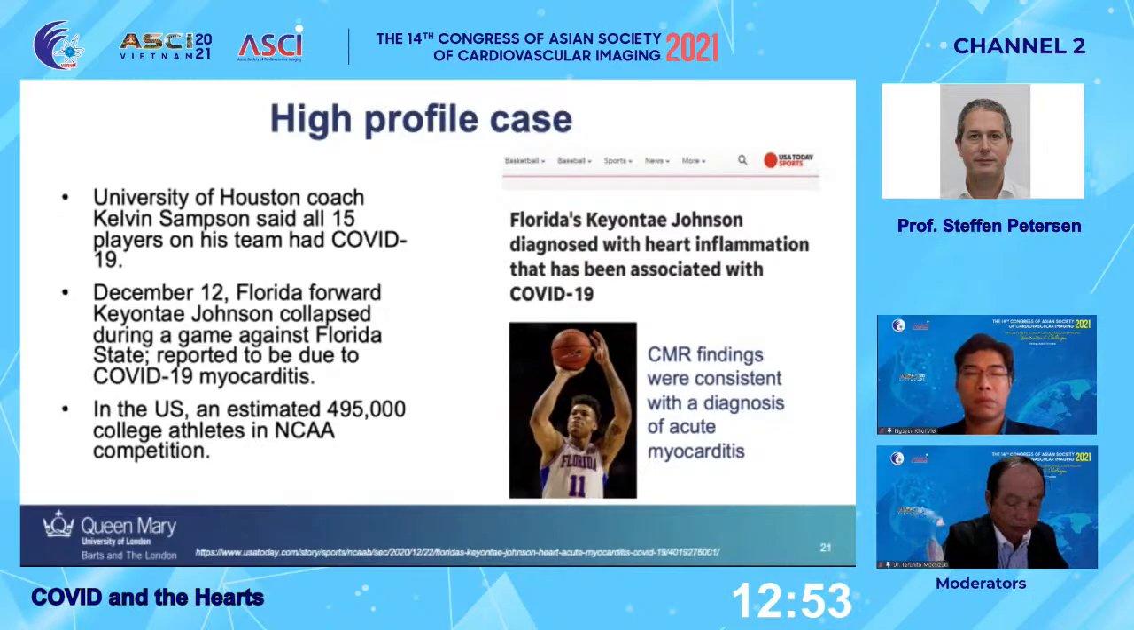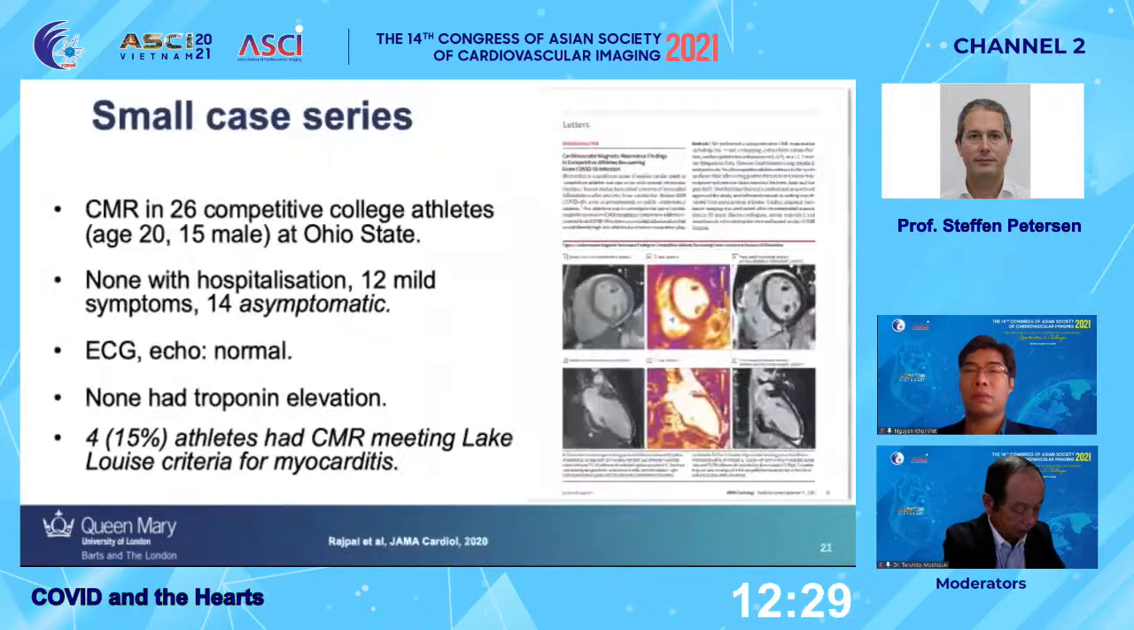For these high-performance athletes, patient management becomes an issue. There are almost 500,000 college athletes in this NCAA competition. Most are currently receiving routine screening for COVID-19, often at weekly intervals. Initial reports have raised concerns about the safety of athletic professionals returning to sports after COVID-19.